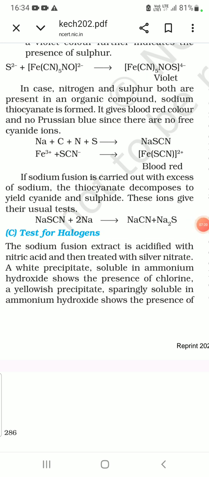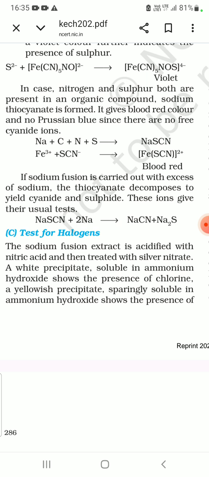Next is the test for halogens. The sodium fusion extract is acidified with nitric acid and then treated with silver nitrate. A white precipitate soluble in ammonium hydroxide shows the presence of chlorine. A yellowish precipitate sparingly soluble in ammonium hydroxide shows bromine, and a yellow precipitate insoluble in ammonium hydroxide shows iodine.